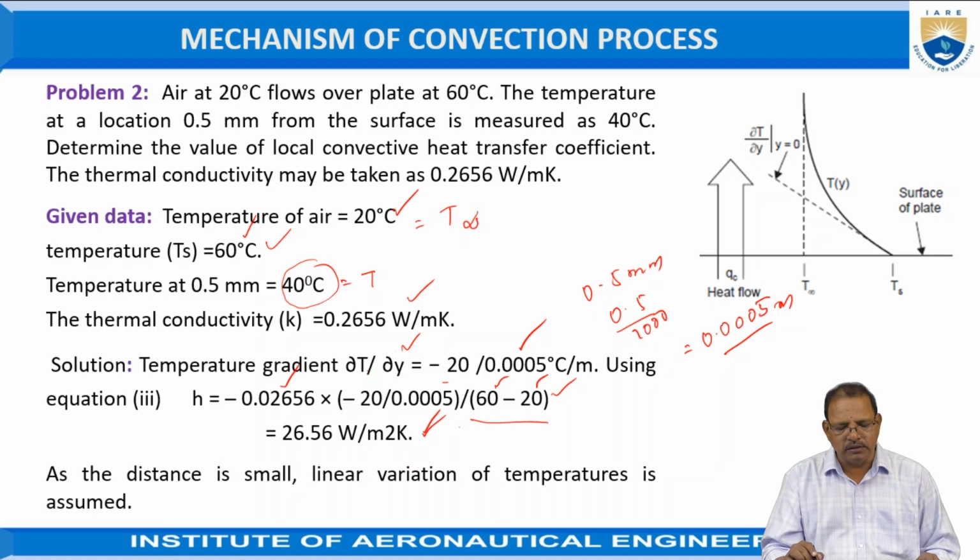That is, as the distance is small, the linear variation of the temperature is assumed, but earlier it is in the form of a curve now.